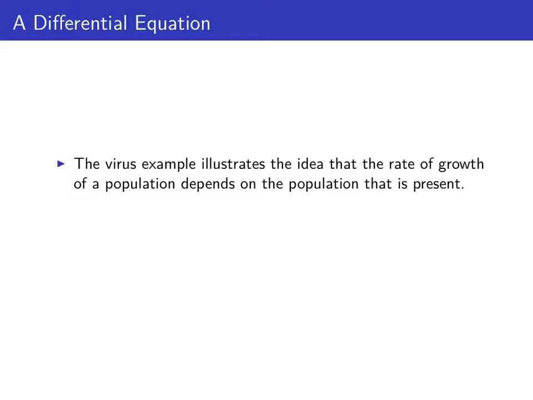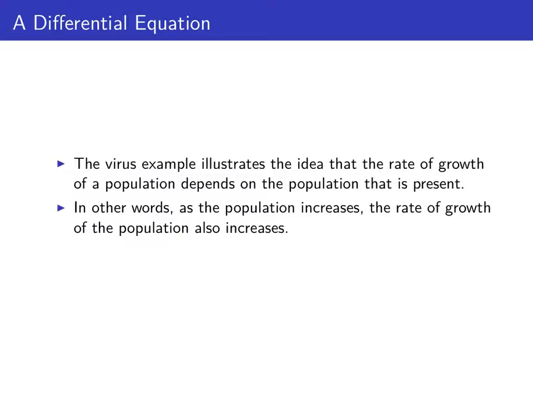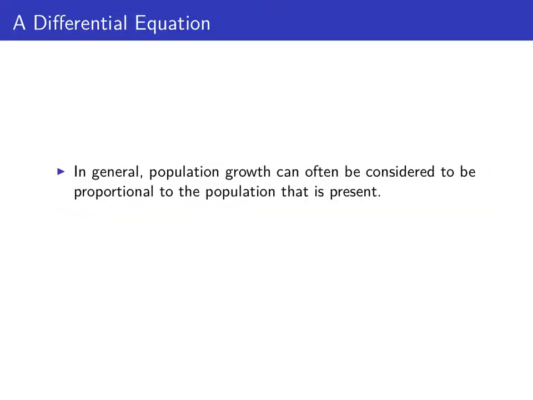Now this example illustrates an important idea, that the rate of growth of the virus population depends on how many virus we have. The larger the population of virus, assuming an 11% growth rate, the faster the population is going to grow. In other words, as the population increases, so does the rate of growth of the population. And this should be expected. When you have a large population, there are more individuals to reproduce. And in general, when we're modeling population growth, we often make the assumption that the rate of growth of the population is proportional to the population.